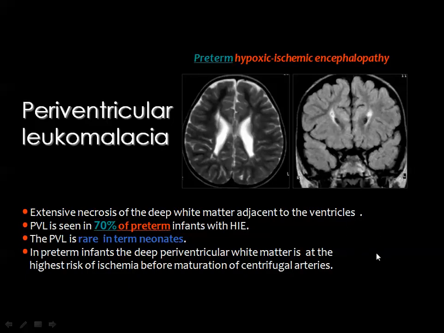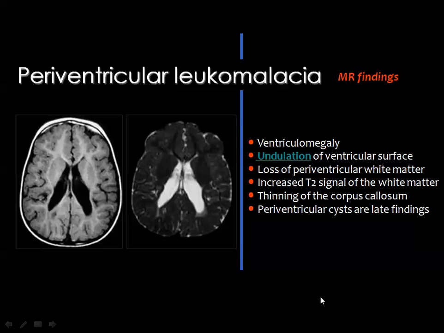The incidence, according to the literature, is about 70% of the preterm. This disease is seen in 70% of the preterm infants with hypoxic ischemic encephalopathy and is considered rare in the term neonates. Then the manifestations by CT and by MRI, of course, MRI is more sensitive.